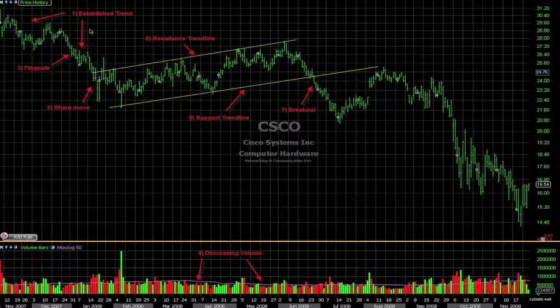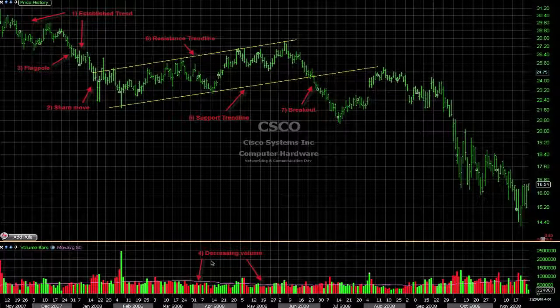Here are the requirements for the flag. I'll show the requirements for the pennant later. First, we need an established trend. This is because the flag is a continuation pattern, so it needs a prior trend to continue. Second, we need a sharp move, like here. Third, we need the flag pole, this one.